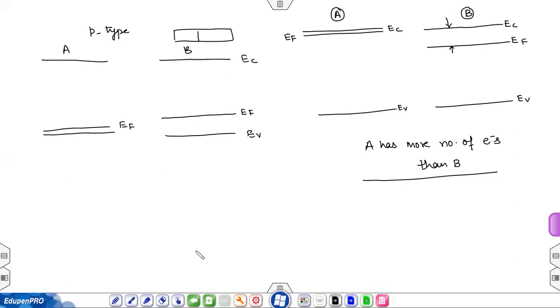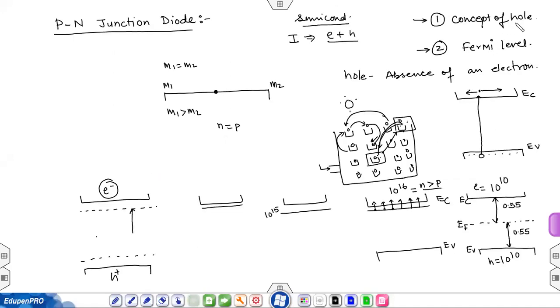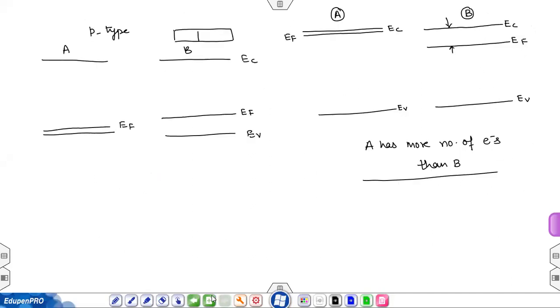Okay. So after clearing these two concepts, number one, the hole concept, that the hole current also needs to be taken into account whenever we are calculating the current, and the second concept of the Fermi level. Now let's understand the p-n junction diode very briefly. We will not go into the detail of this. Very briefly. What is a p-n junction device?